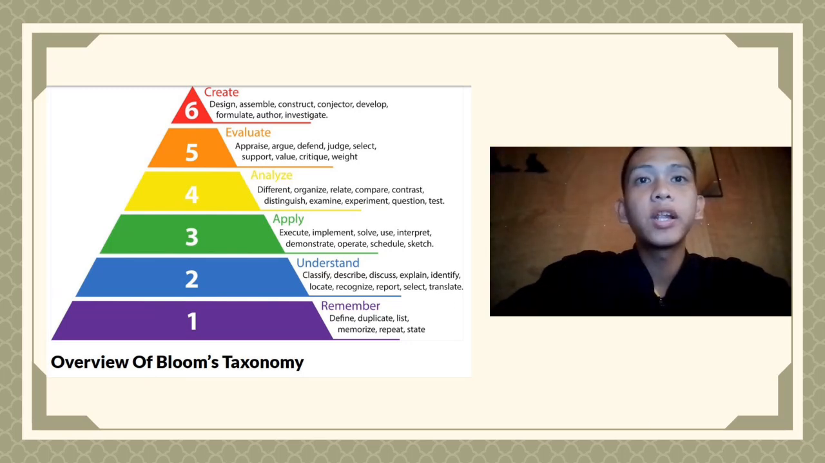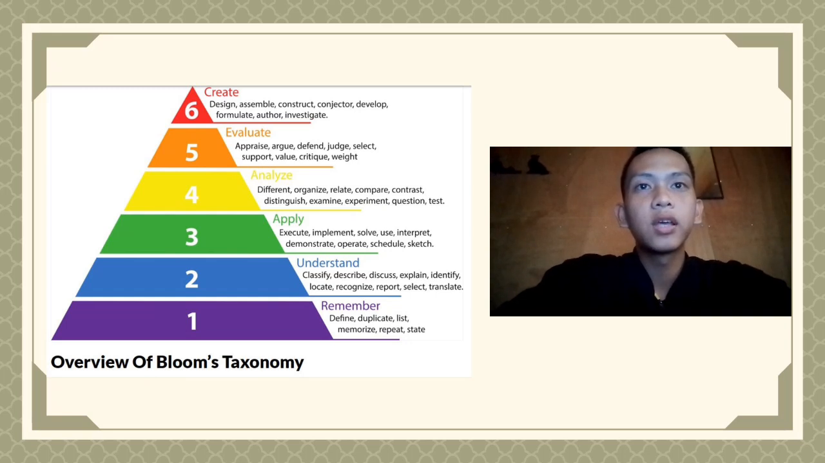For the fourth level, analyze: differentiate, organize, relate, compare, contrast, distinguish, examine, experiment, question, and test. For the fifth level, second to the last, evaluate: appraise, argue, defend, judge, select, support, value, critique, and weigh. For the sixth and last level, create: design, assemble, construct, conjecture, develop, formulate, order, and investigate.